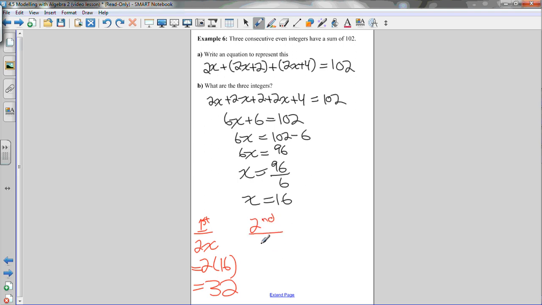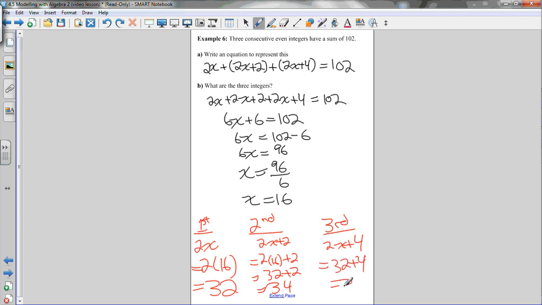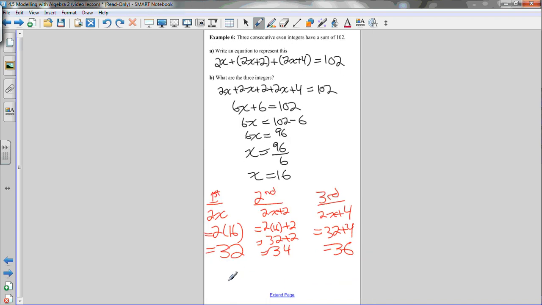My second integer is 2x plus 2, which is equal to 2 times 16 plus 2, which is 32 plus 2, which is 34. And then the next even integer after that, I had 2x plus 4. So that would be 32 plus 4, which is 36. So my three consecutive integers are 32, 34, and 36.